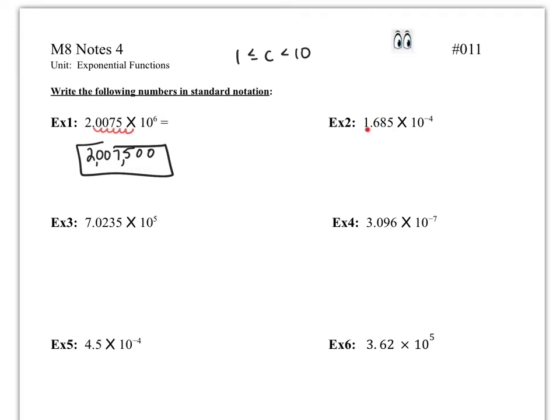On example 2, here's my decimal point, and my exponent is negative, so that means I'm going to move it to the left, and I'm going to do it 4 spaces. So I'm going to take that decimal and go 1, 2, 3, 4. And every time I had an empty swoop, I'm going to put in some zeros. So here I've got 3 zeros and then 1, 6, 8, 5. So what I've just done is taken these two examples in scientific notation expressed as powers of 10, and I've put them in standard notation with normal place value.